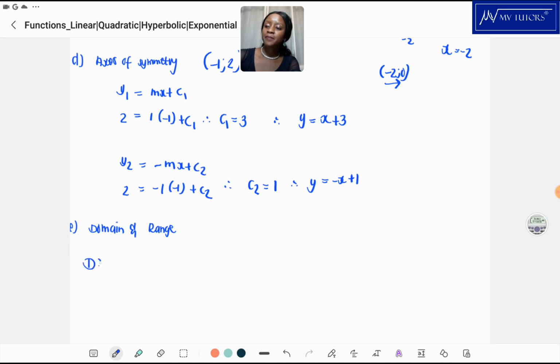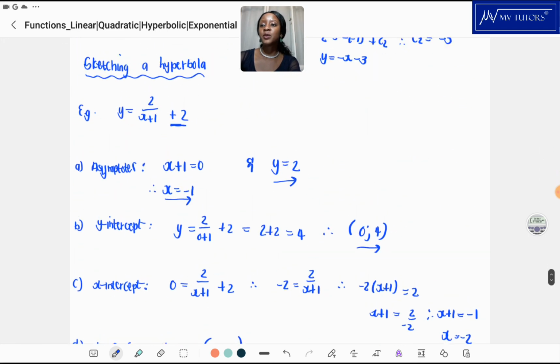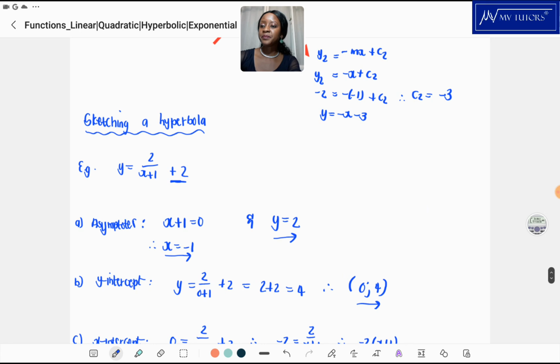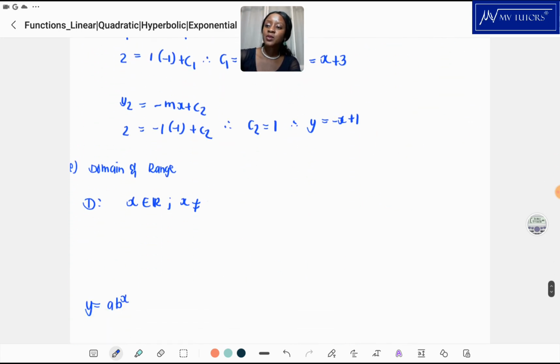So my domain, I know that x is an element of R, but x cannot be equal to negative 1. If you put negative 1 over here, this whole denominator is going to be equal to 0, and we can't have that. So x cannot be equal to negative 1.